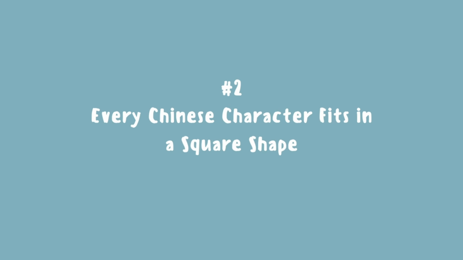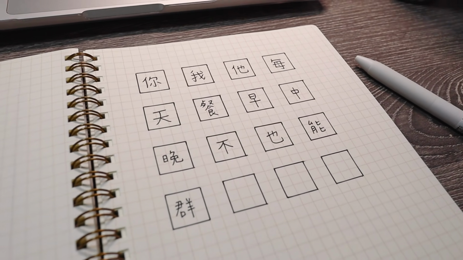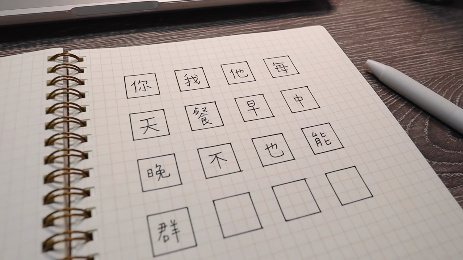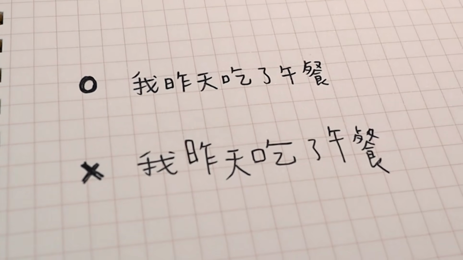Number 2. Every Chinese character fits in a square shape. This doesn't mean that all Chinese characters look like a square, but it means that no matter how many strokes we use to write a character, they can all fit in a square space. And that's what you need to pay attention to when you're writing Chinese characters. Don't make them too tall or too wide.